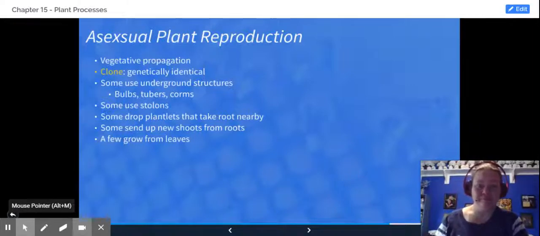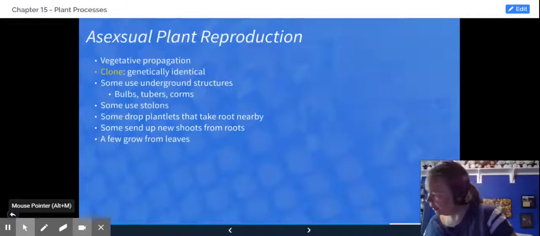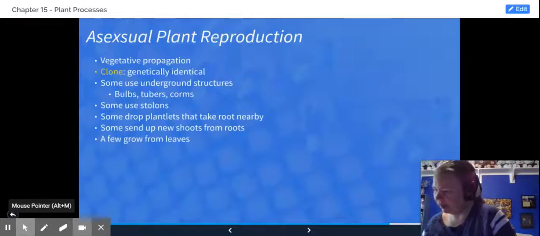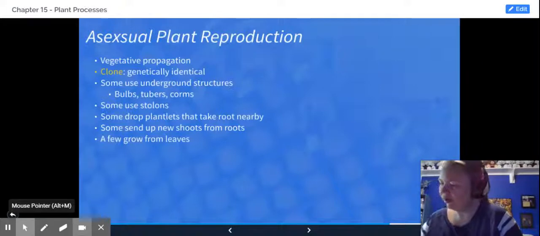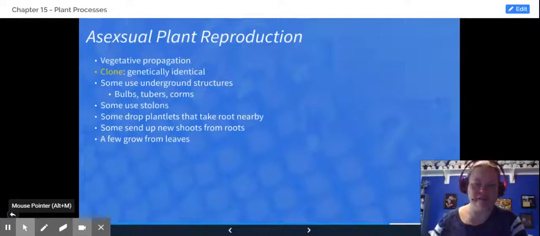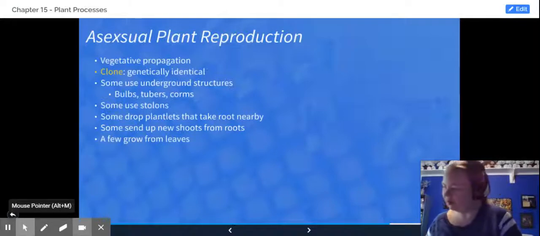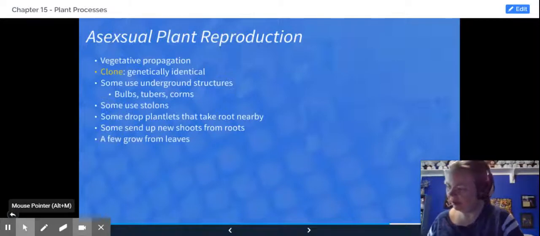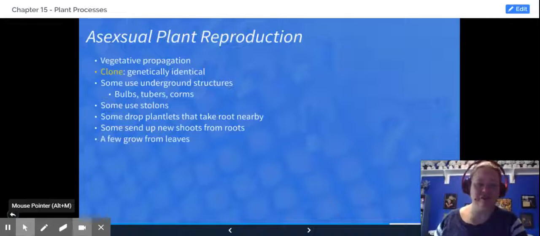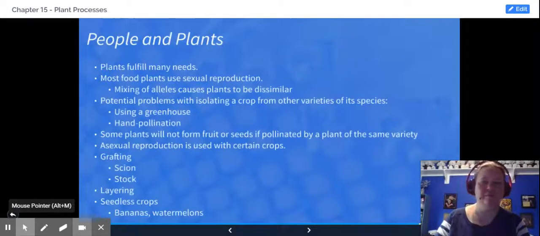Okay. Stolon is another term. Okay. But let's see, you don't have to worry too much about that. Oh, here it is. Stolons are specialized stem structures. Okay. Some will drop plantlets to produce new plants, to take root nearby. Some will send up new shoots from their roots, and a few will grow from leaves. Okay, so we have different types of vegetative propagation, but essentially they're all genetically related to each other. All right.